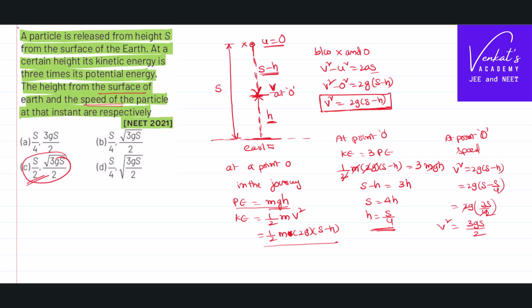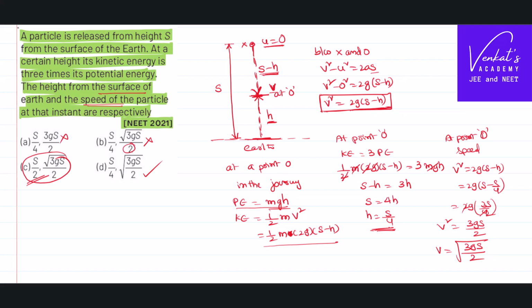That is v square. You want v, so I have to put it under the square root: root of 3gs by 2. So where do you have that? Only here, nowhere else. This is not under the square root. There is no root, so they are not the options. So option number 4 is the answer.